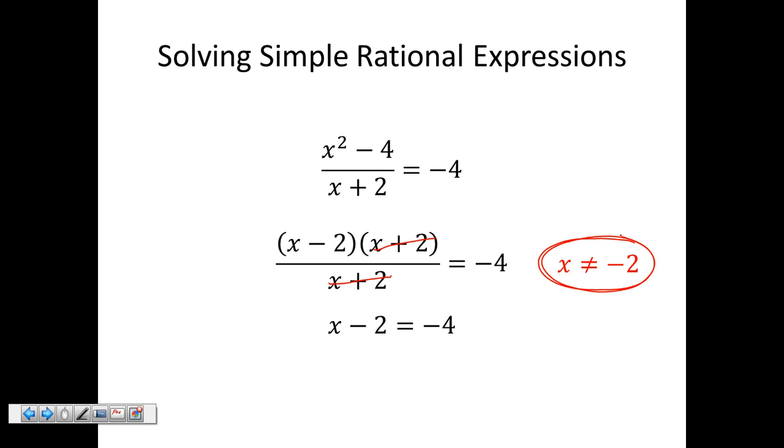So take what's left over on that left hand side, x minus 2, set it equal to 4, add over the 2. Uh-oh. Now it's saying that our solution is x equals negative 2. We can't have x equals negative 2. That's against the rules. So in this case, we don't have any solution. So we say that there are no solutions.